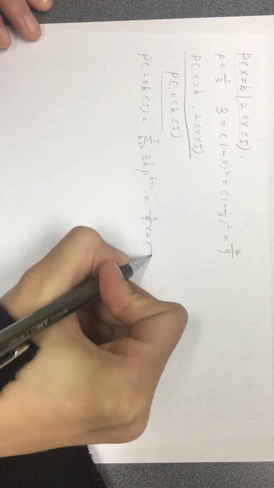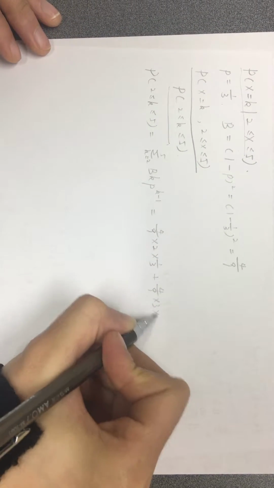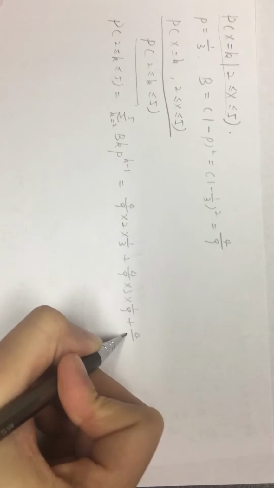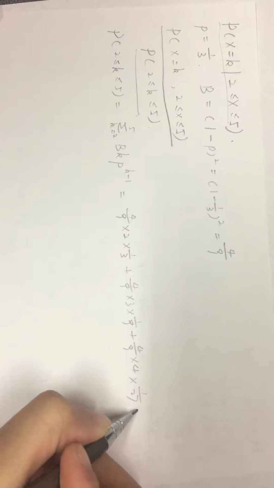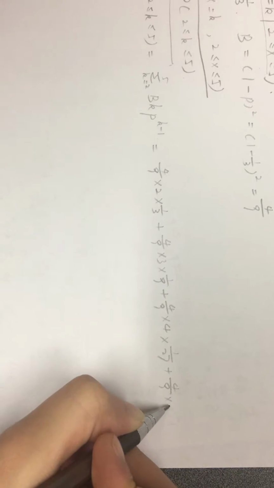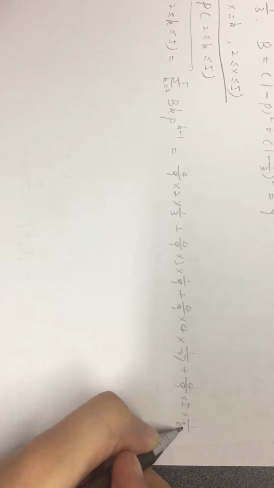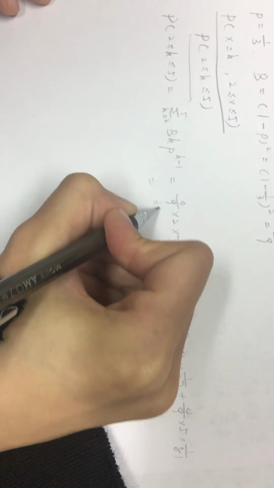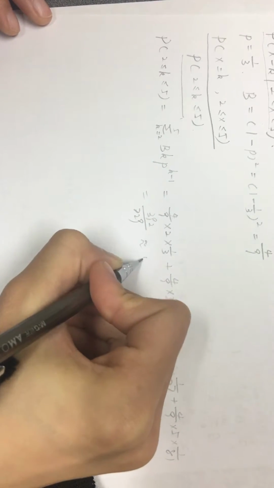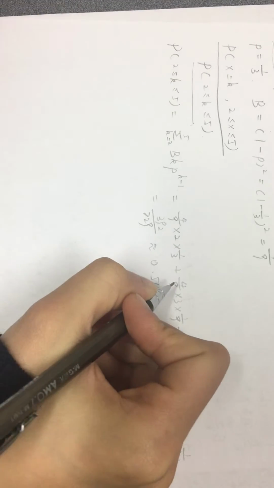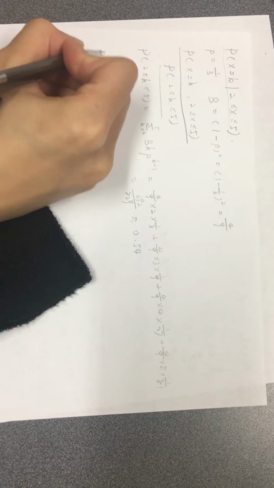Which equals 4 over 9 times 2 times 1 over 3, plus 4 over 9 times 3 times 1 over 9, plus 4 over 9 times 4 times 1 over 27, plus 4 over 9 times 5, which equals 0.454.